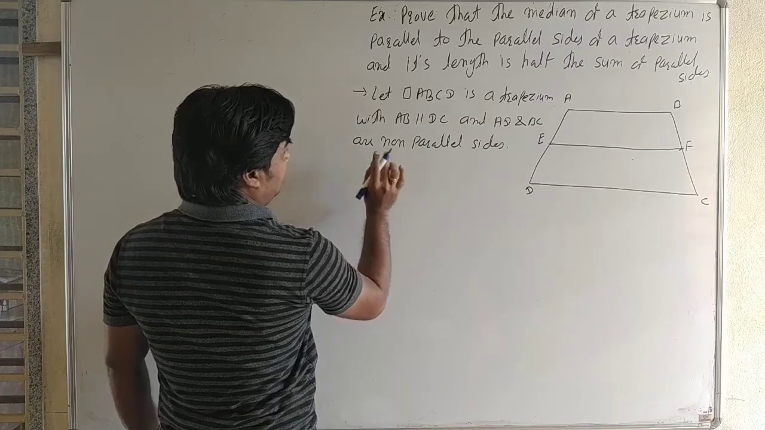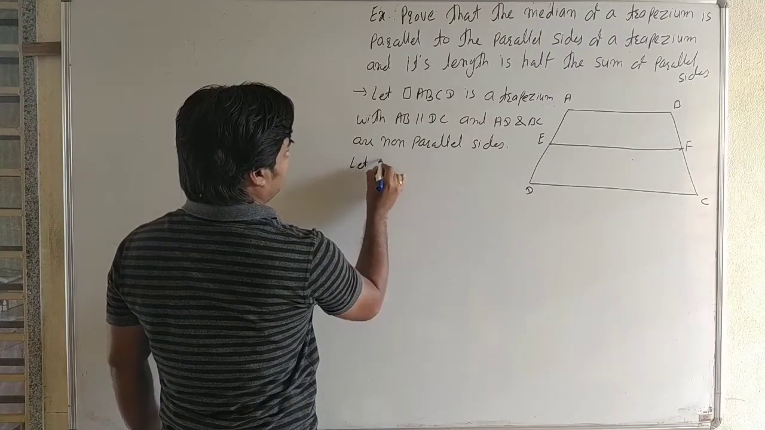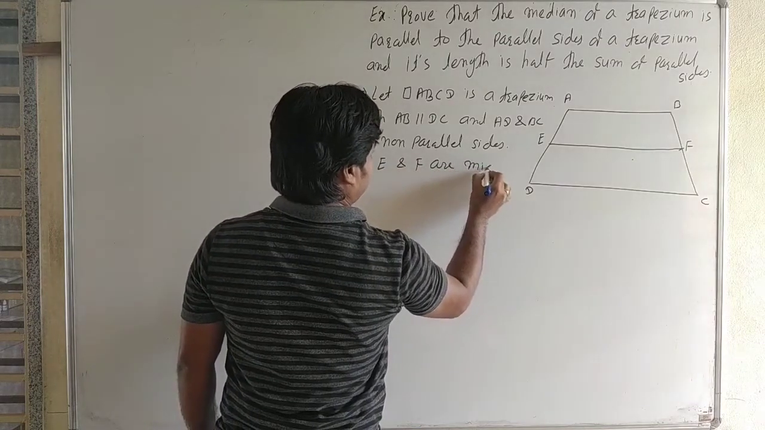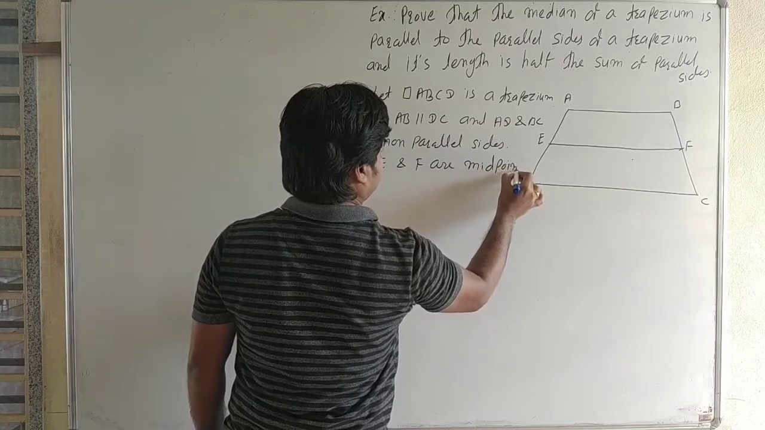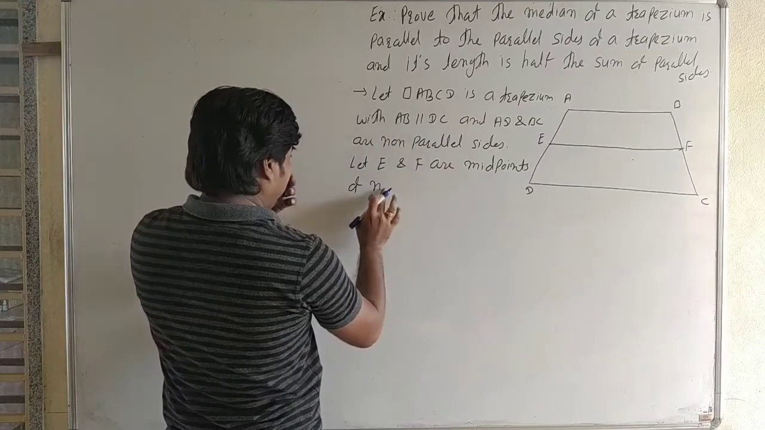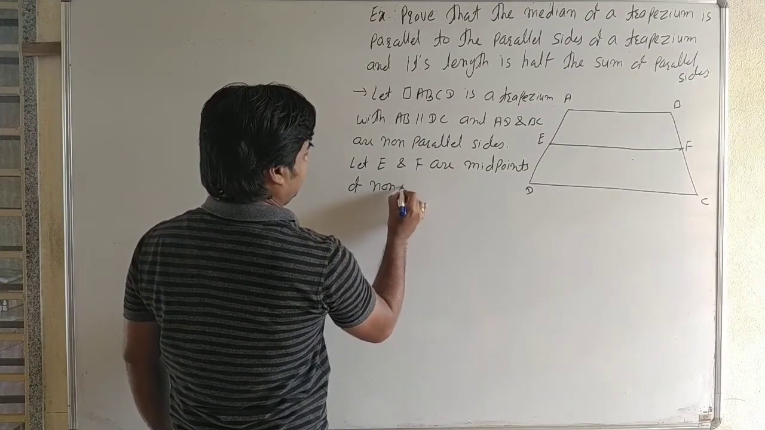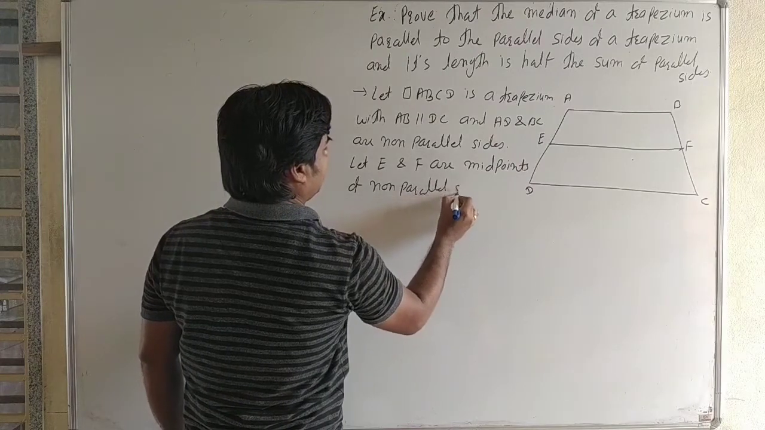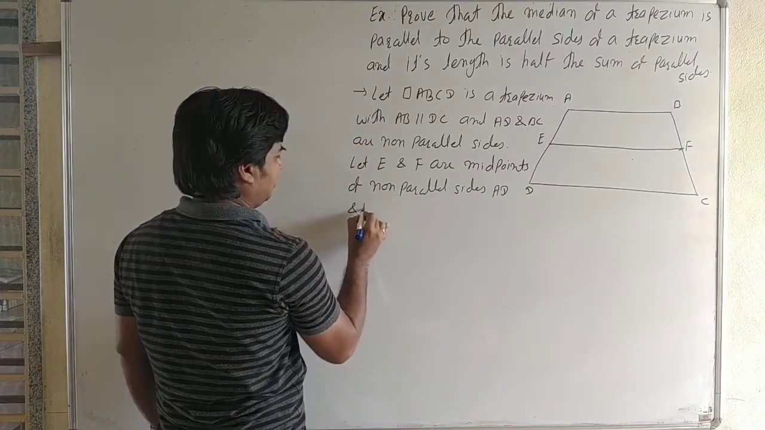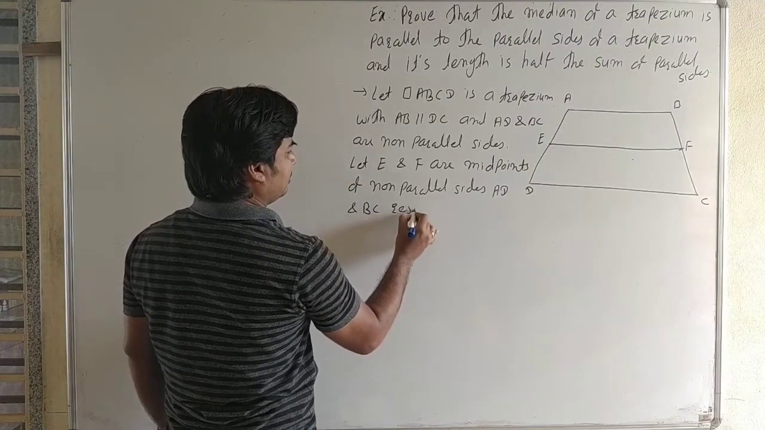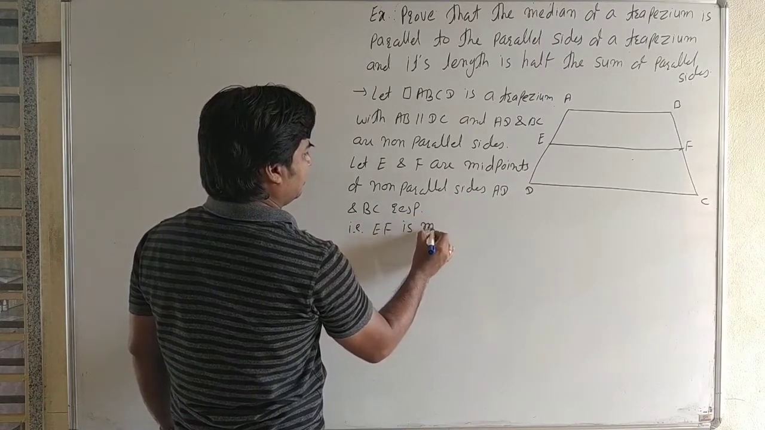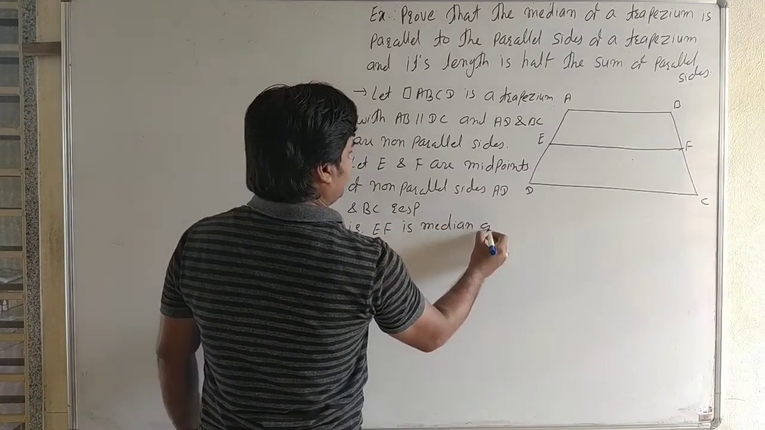Here we take EF as the median, therefore let E and F be the midpoints of the non-parallel sides AD and BC respectively. That is, EF is the median of the trapezium.